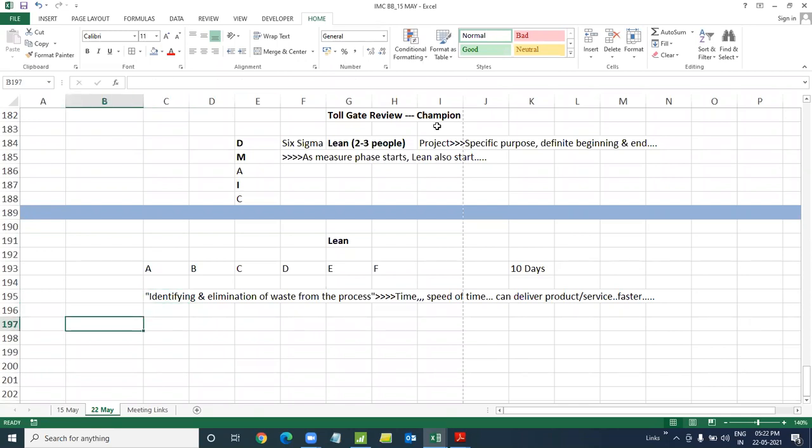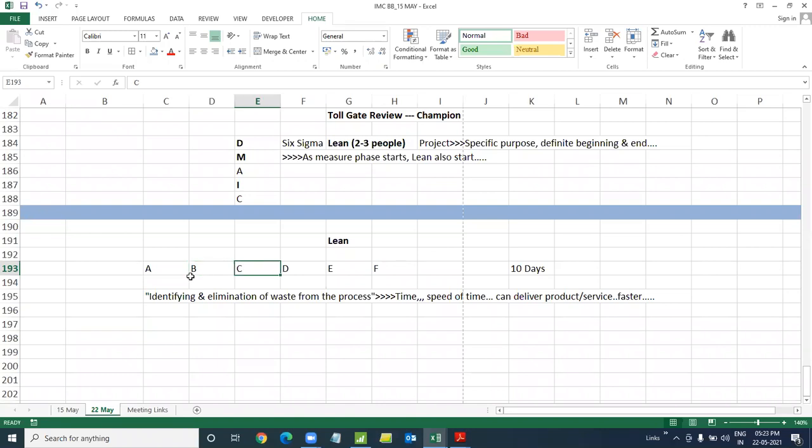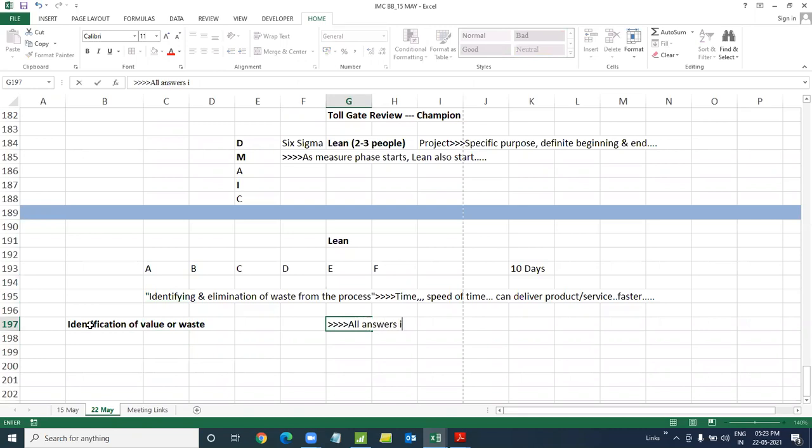So the first logic, when we talk about lean, says identify value. Is it a value? How do we identify? Is it a value add or a waste? So the first definition is identification of value or waste, whatever we call this. That's what we need to get clarity on. Say we're talking about this step number A. Before we go further, remember one basic fundamental with lean: all answers in lean are answered from the customer's standpoint, as if the customer is answering them.